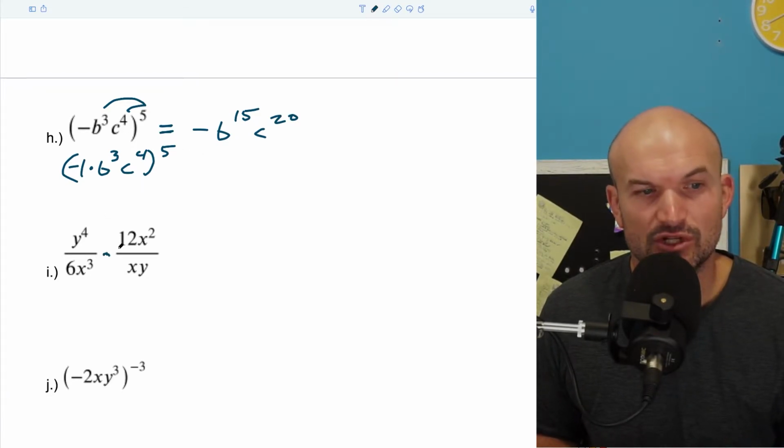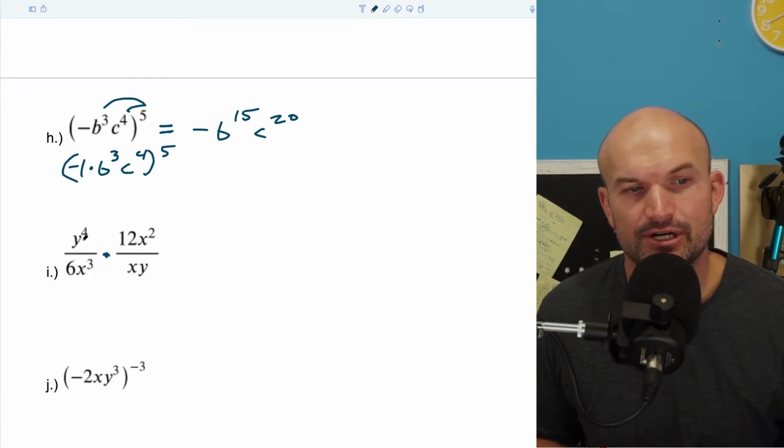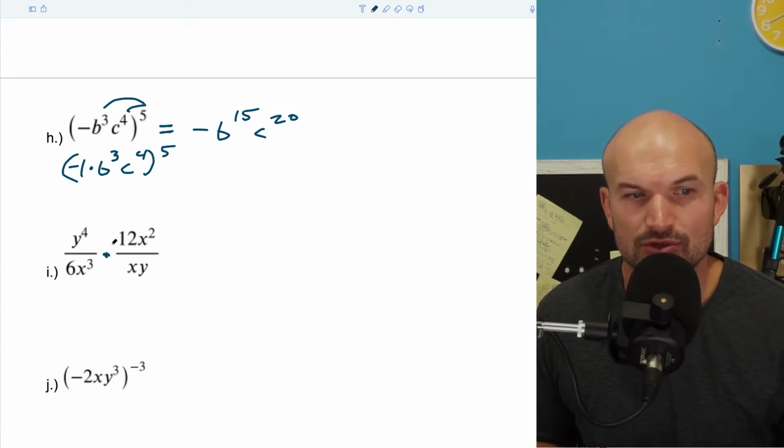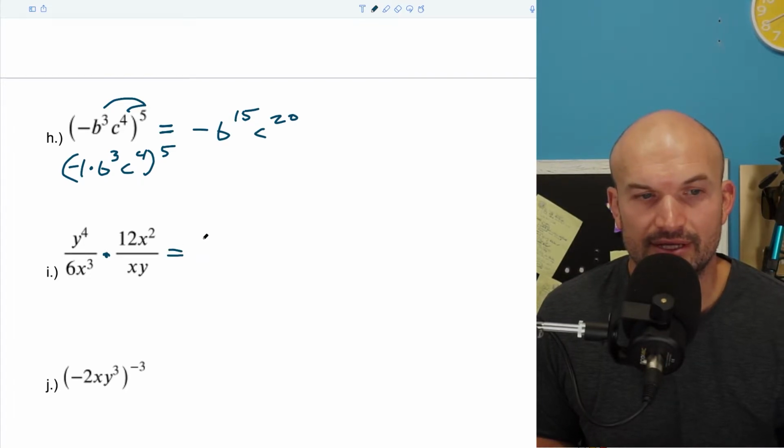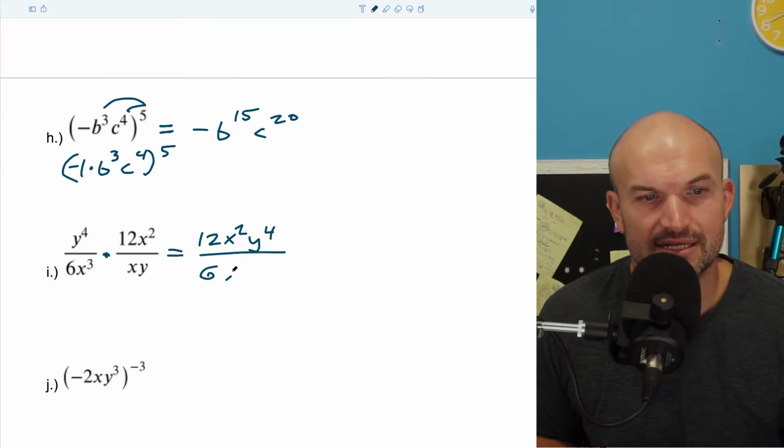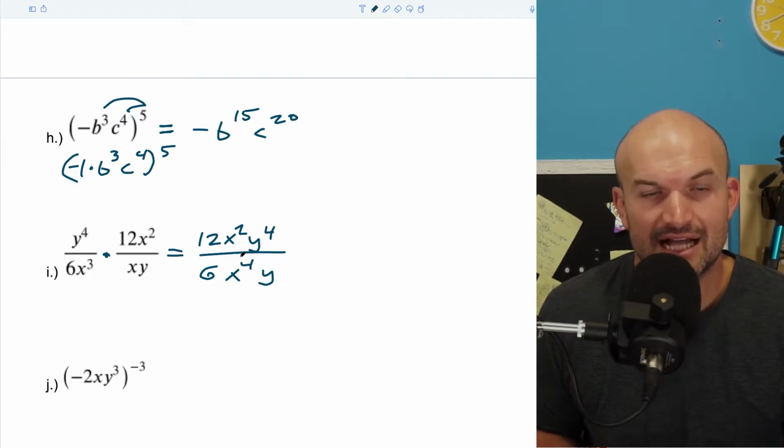Over here, we're going to multiply. Now, the cool thing about this is when you're multiplying these exponents, since everything's separated by multiplication, you can just write it as one expression, right? So 12 x squared y to the 4th all over a 6 x. So you can multiply these. That'd be x to the 4th y. Okay. Now let's just go ahead and simplify this.